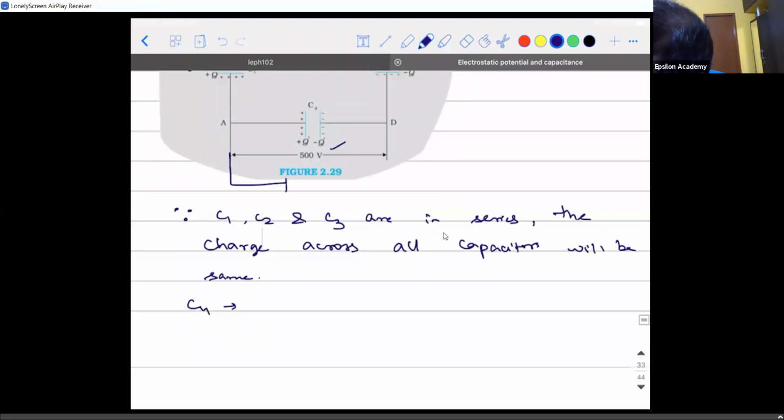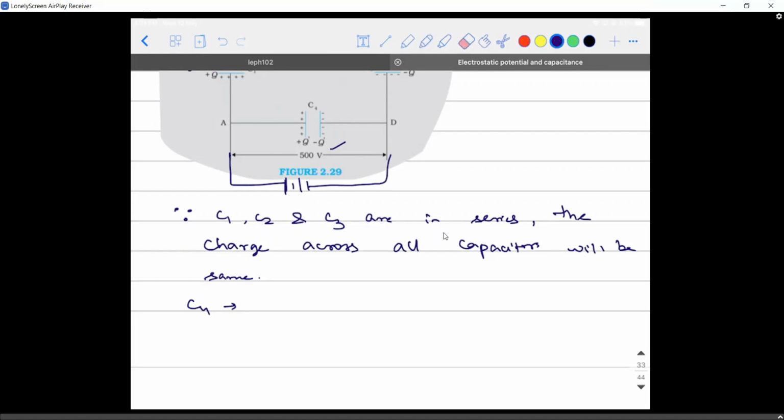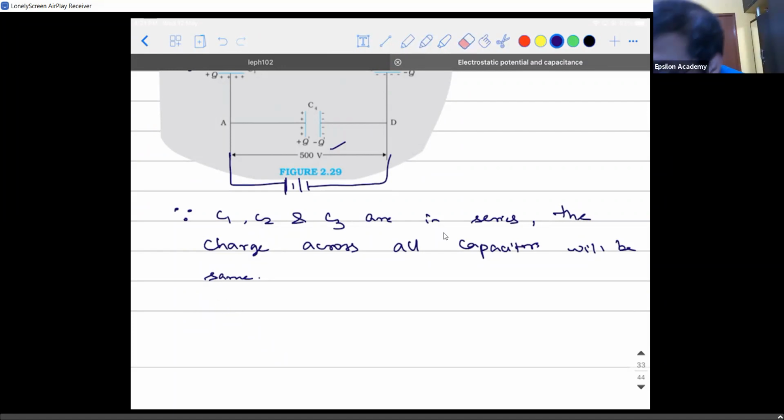C4 is connected across the battery in this way, right? So what can I say about the potential drop across C4? Across C4, I think it will be 500 itself, right? It is 500 because it is directly connected. I'll explain the logic for this also.